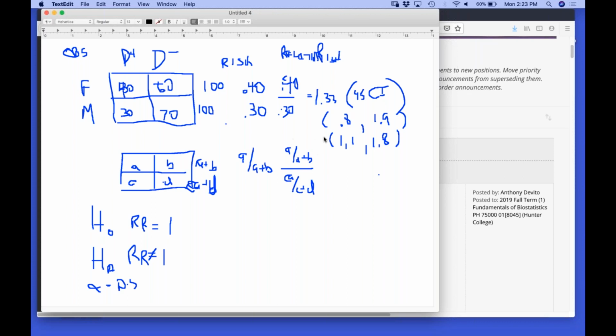I need my 95% confidence interval to not include the number 1. If the confidence interval includes the number 1, I can't say with 95% certainty that it's not 1, because 1 is inside my confidence interval. But if 1 is outside of my confidence interval, I'm 95% sure that the true risk ratio is different than 1. So this one allows me to reject my null hypothesis.